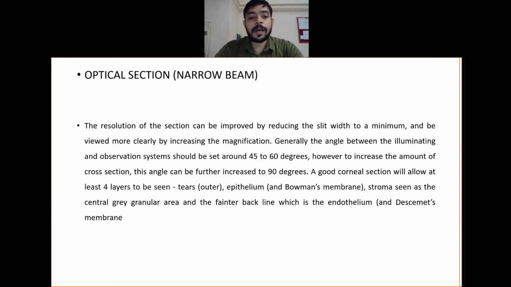Then again stroma will be observed as a grayish pattern which will be diffused in nature, and then the next layer we will be observing will be endothelium and Descemet's membrane, as a combination, forming another bright band. So basically a sandwich pattern, a sandwich of brighter and darker patterns, is what we will observe in the optic section.